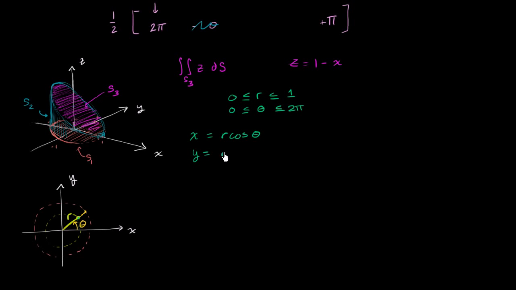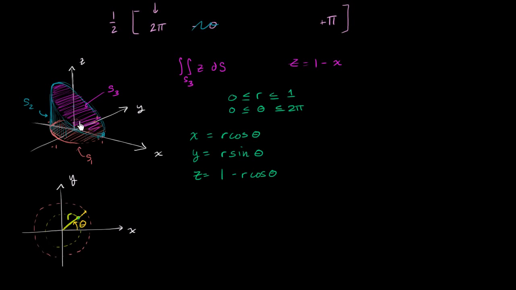That's going to be the y value, r sine theta. And now z is essentially just a function of x. Z is going to be equal to 1 minus x, but x is just r cosine theta. So there you have it. We have our parameterization of this surface right over here.